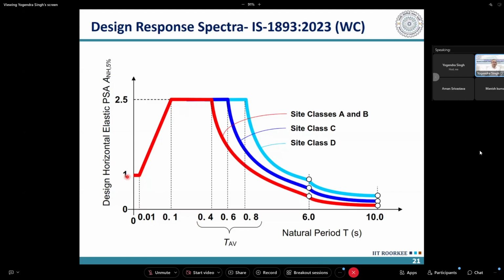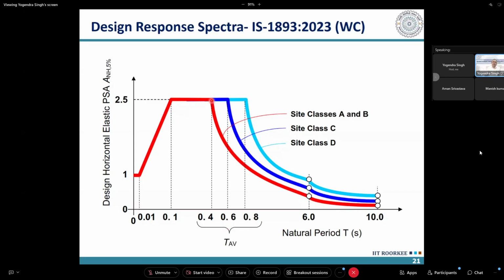It is assumed constant up to 0.01. So earlier I told you that up to 0.03 second it should be constant, but here it has been assumed to be constant up to 0.01. Then it is increasing acceleration, then acceleration plateau, and then it is proportional to 1 upon T, and then it is proportional to 1 upon T square. So we have constant acceleration, constant velocity, and constant displacement ranges. And our constant displacement range is assumed to start at 6 seconds. In Eurocode, it is just 2.5 seconds. In American code, it varies from place to place between 6 seconds to 12 seconds.